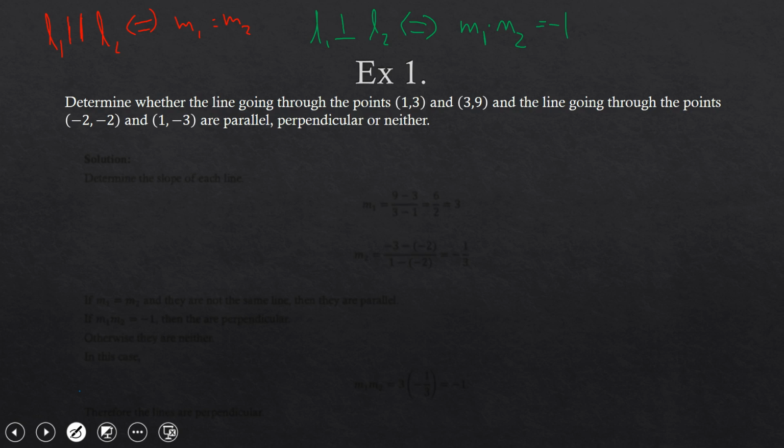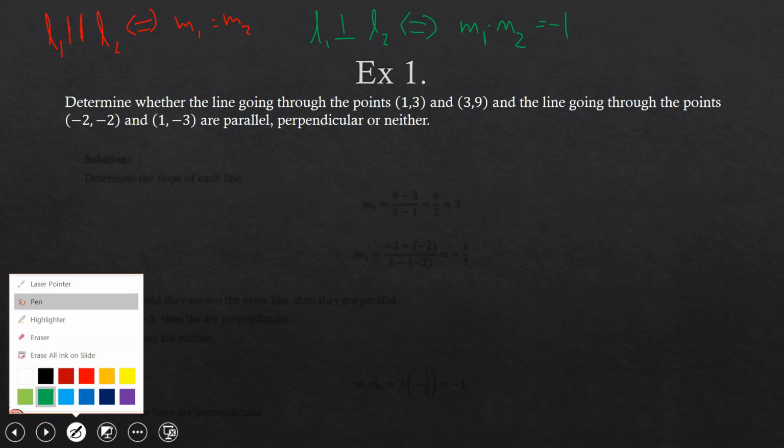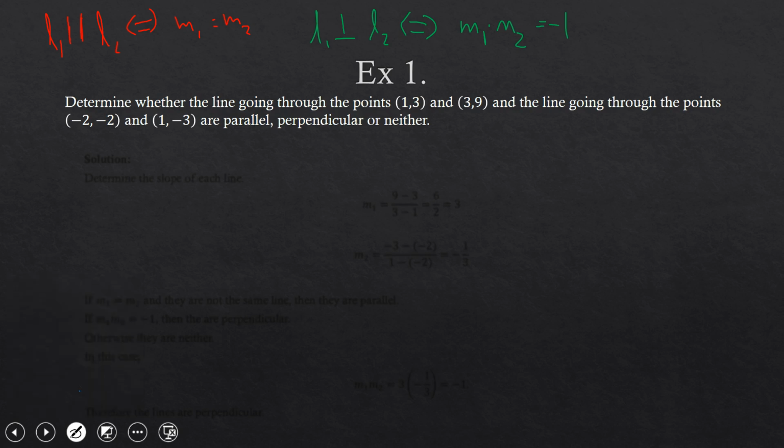Okay, so here's our problem. We've got a line that goes through (1, 3) and (3, 9). And we have another line going through, let's use green, (-2, -2) and (1, -3). Let's determine if these two lines are parallel, perpendicular, or neither. Based off of what we know about parallel and perpendicular lines, everything is in terms of slope, so we should probably determine the slope of each line.